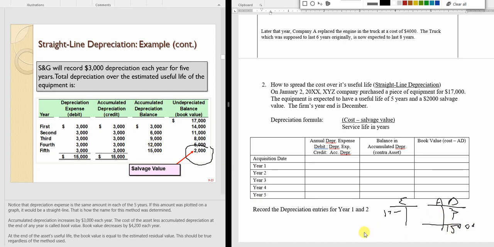Okay, added $3,000 a year, and so now my book value is 17 minus 15, or 2,000, and that will always be the salvage value at the end. That's kind of important next when we get to double declining balance. Okay, so your journal entries.